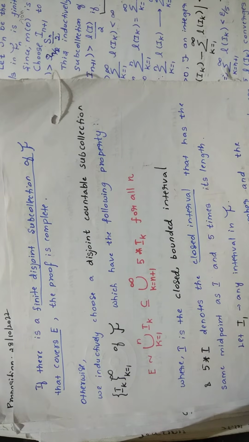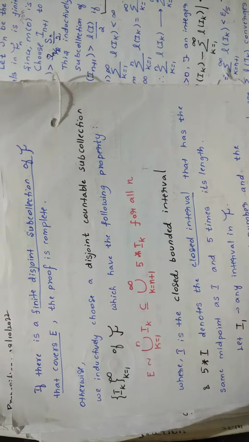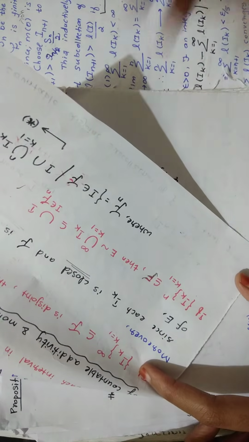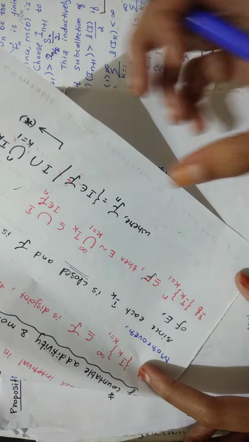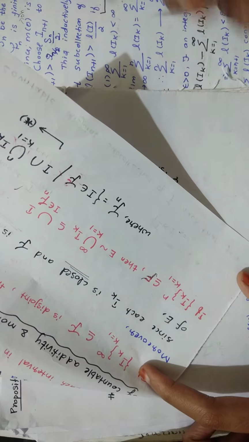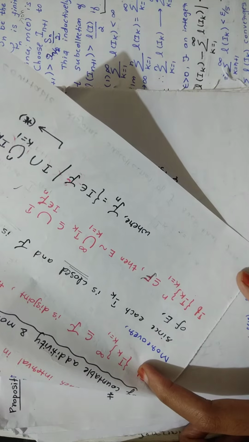Otherwise we inductively choose a disjoint countable subcollection. We are choosing a disjoint countable subcollection, that is this. In the above you are having a finite disjoint subcollection, that is why k is equal to 1 to n. Now you are considering a countable disjoint subcollection. There is a little bit of difference between a finite collection and a countable collection.